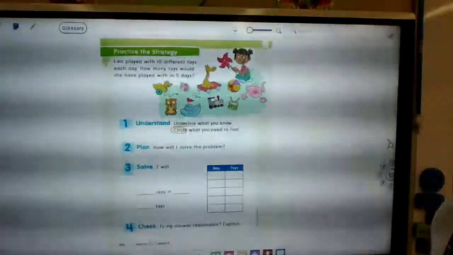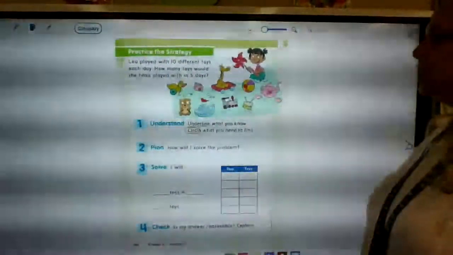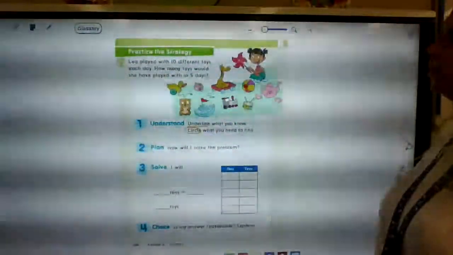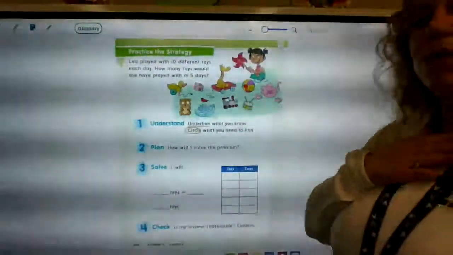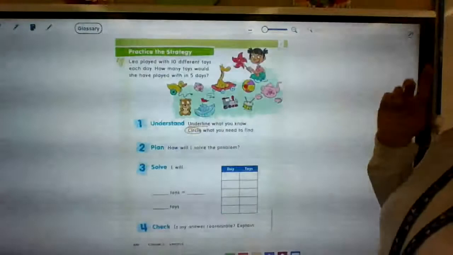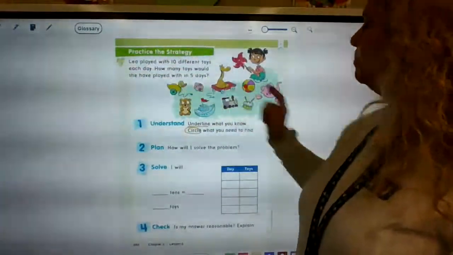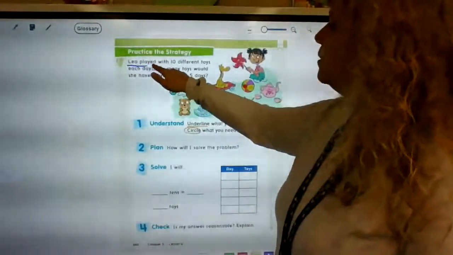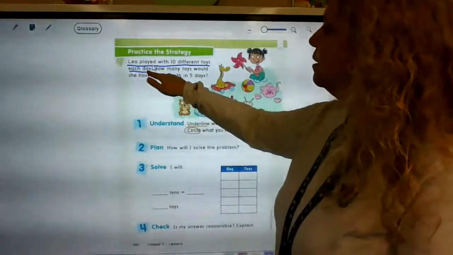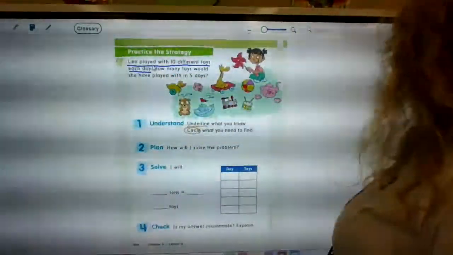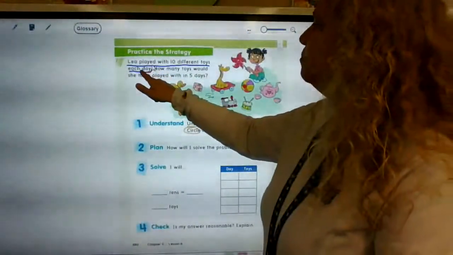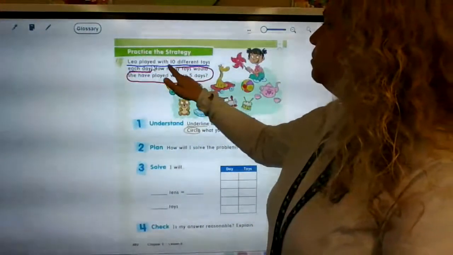All right, so practice the strategy. We're going to practice together. Leah played with 10 different toys each day. How many toys would she have played with in 5 days? Okay, I'm going to underline what we know. You don't have to do this part. We know that Leah played with 10 different toys each day. That's what we know. What do we need to find out? How many toys would she have played with in 5 days? That's what we have to find out. How many in 5 days?